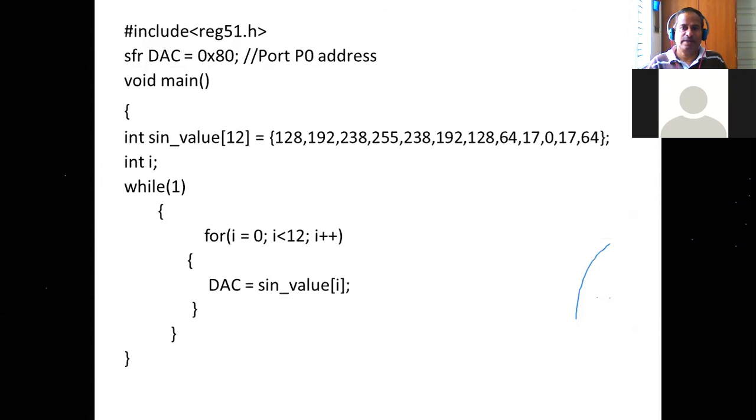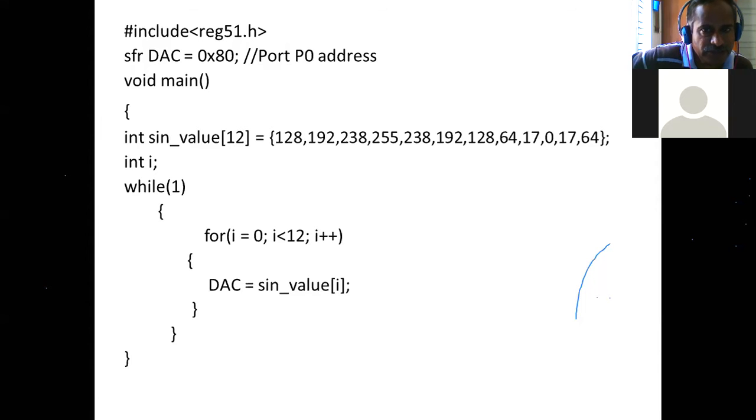Now, an embedded C program is written to produce a sine wave. So first, include the reg51.h header file. We are using port 0 or port 1. SFR, because port 0 is a special function register. So define SFR DAC is equal to 0x80, the port 0 address.